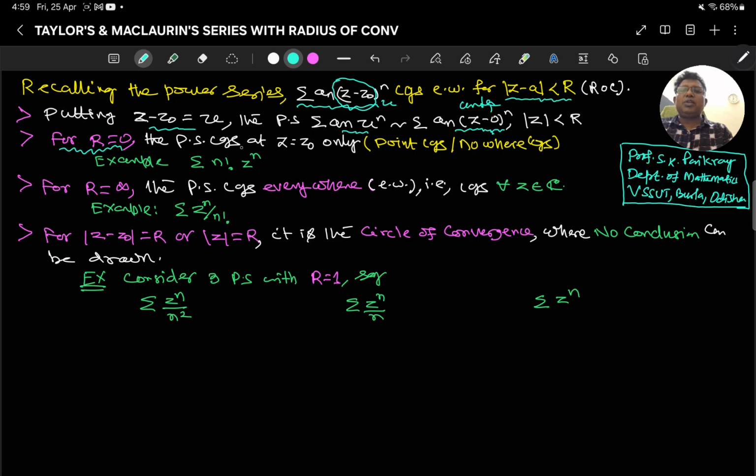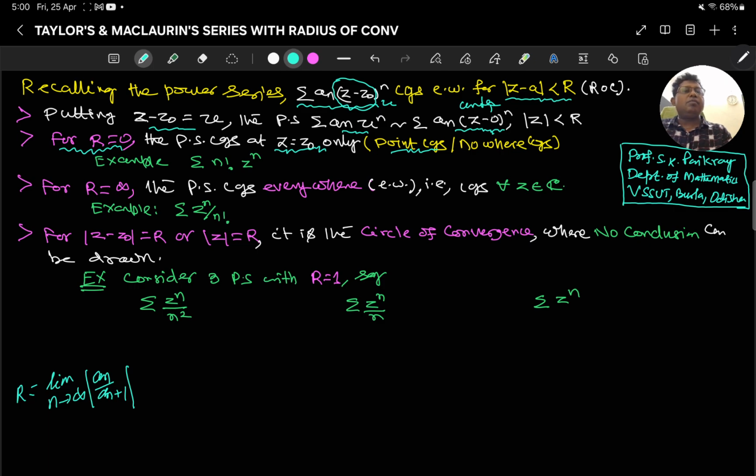The power series converges only at the center, right? It is called point convergence, or we can say it converges nowhere except at 0. Now for example, if you have n! z^n, and you want to find the radius of convergence, what is the formula? R is equal to limit n tends to infinity of |a_n / a_(n+1)|. This is the way to find the radius of convergence.